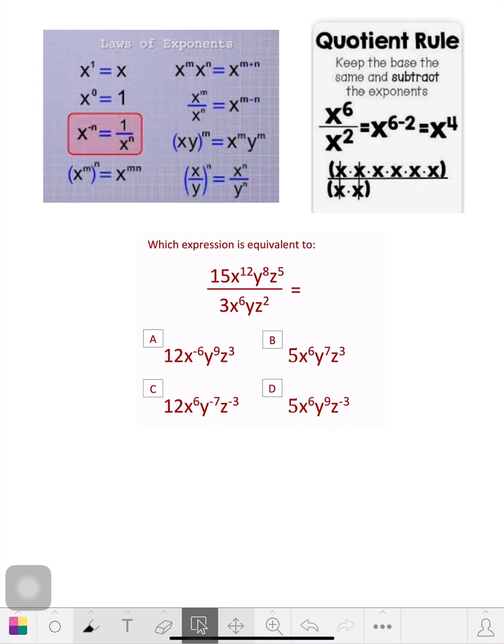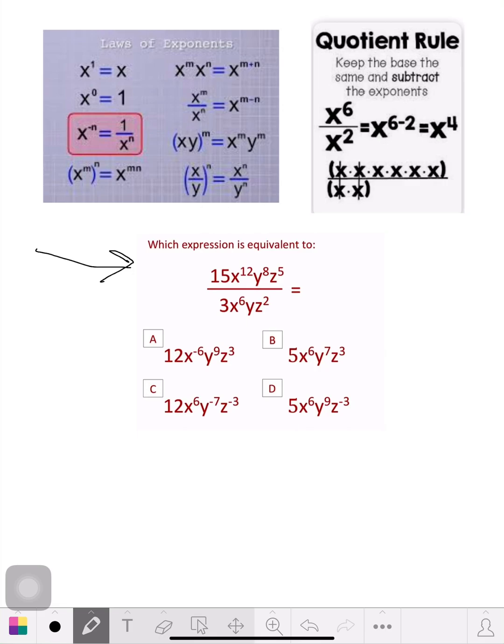The problem they gave us today is what expression is equivalent to this kind of complicated one. You might look at it and say, whoa, this looks super hard. There are so many exponents and x's and y's and z's and constants. How am I ever going to solve this? But if you just learn the laws of the exponents and follow them and don't panic, you can solve this and say, wow, that was relatively easy.